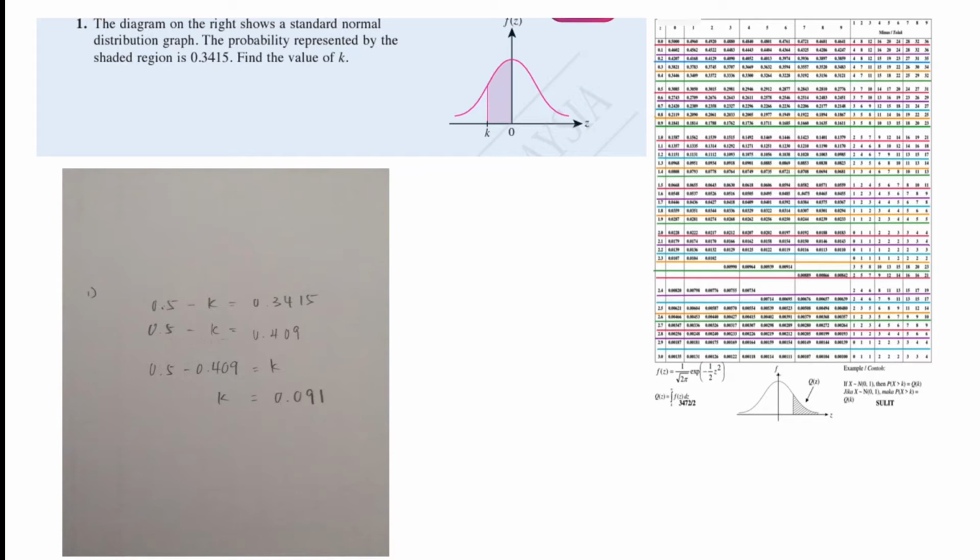And then first we need to convert the 0.3415 into the z first. So convert to z because 0.5 is not a z value. So after converting, we need to use the 0.5 minus the 0.409, and the answer that comes out is k, which is 0.091. Thank you, teacher.